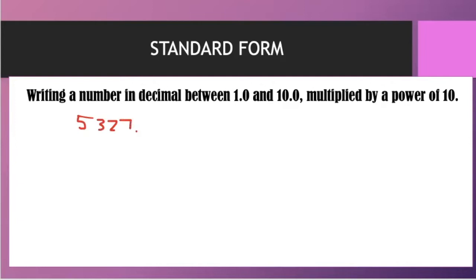So if I have 5,327, let's put a decimal point here, then move it 3 places to the left. When I have the decimal point between 5 and 3, the number falls in the range 1 to 10. So I have it as 5.327. But because I moved it 3 places to the left, I have to say 3 as a power on 10. So once you move it to the left, the power will be positive. I have to get the number between 1 and 10.